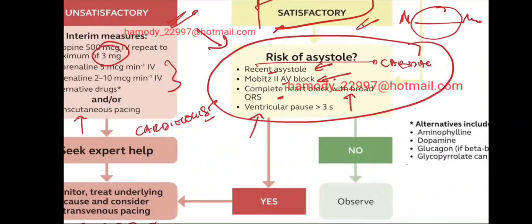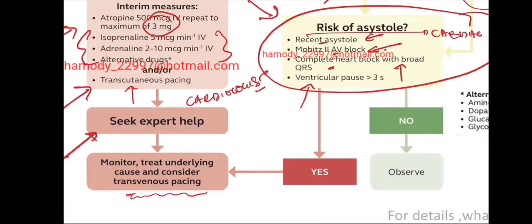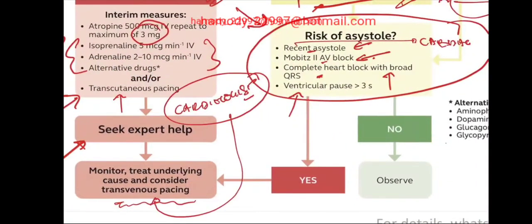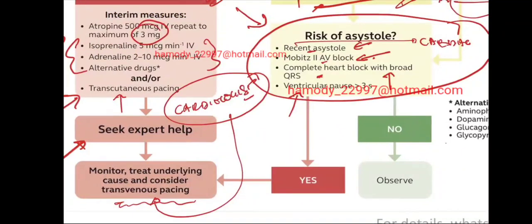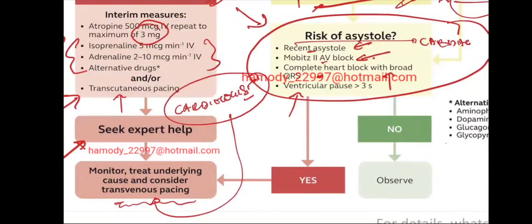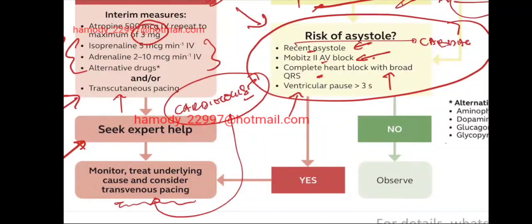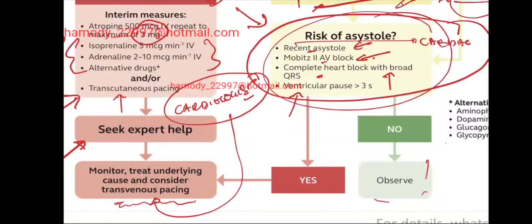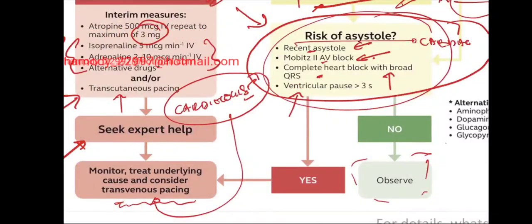If any one of the following is present, we immediately seek cardiologist help for transvenous pacing. You monitor, you treat if there is an underlying cause, and always consider transvenous pacing. If none of the risk factors for asystole mentioned are present, then you just observe the patient. That is all about the bradyarrhythmias.